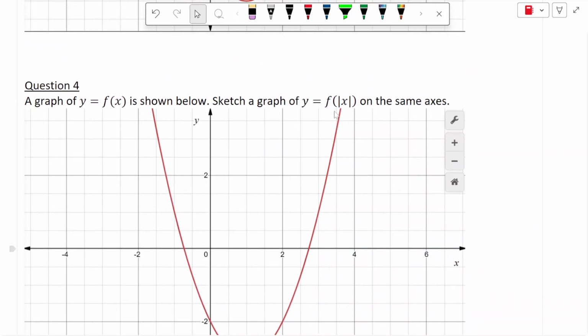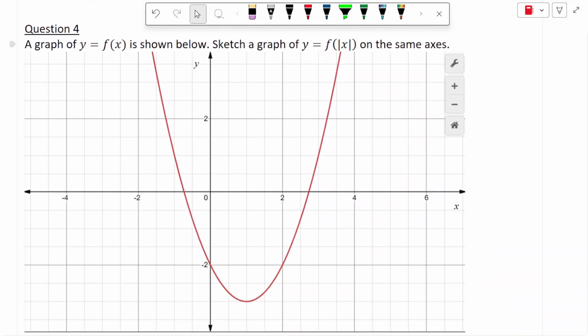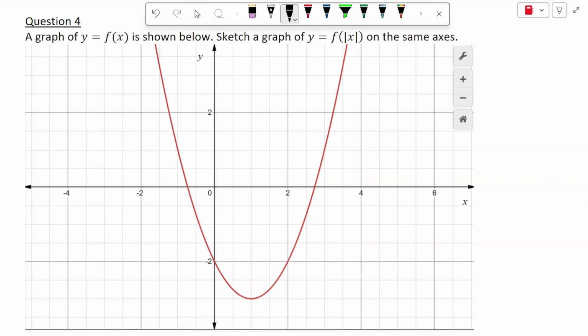The other thing you might be asked to graph is f of mod x. Now, if we think about what's happening here, if I take something like x is minus 1, then mod x is going to be 1. So f of mod x is going to be the same as f of 1. So really at this point here, I want to mirror whatever the graph is doing at x is 1. So I'm going to have a point there on my new graph.